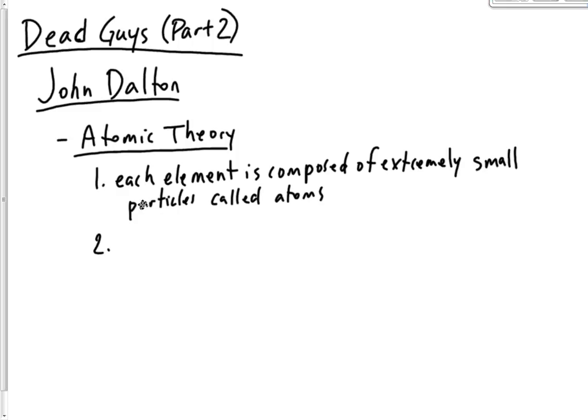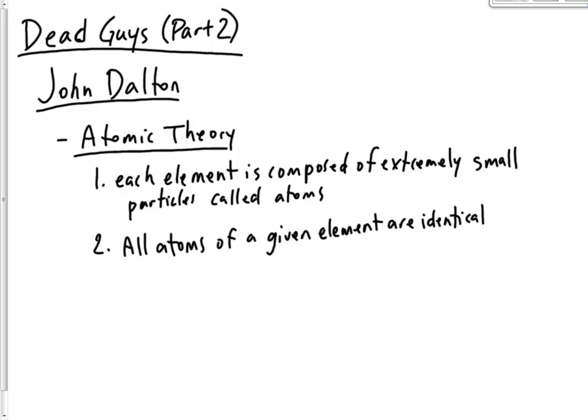Okay, the second part of Dalton's atomic theory is that all atoms of a given element are identical. Okay, so they're all identical. However, they do differ from those of any other element.